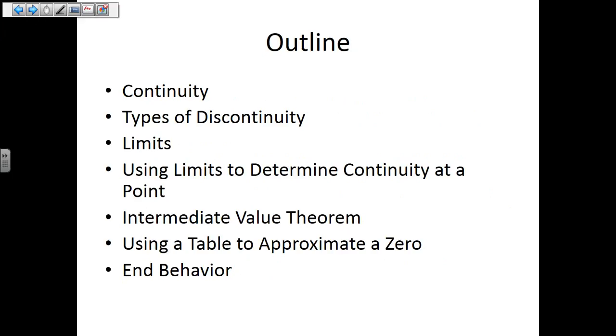Our outline for this video: we're going to talk about what continuity is for a function. We're going to take a look at the different types of discontinuity. Then we'll talk about what a limit is and how to use limits to determine continuity at a point. We're going to talk about the intermediate value theorem. We're going to look at using a table to approximate a zero of a function. And finally, we'll talk about end behavior.